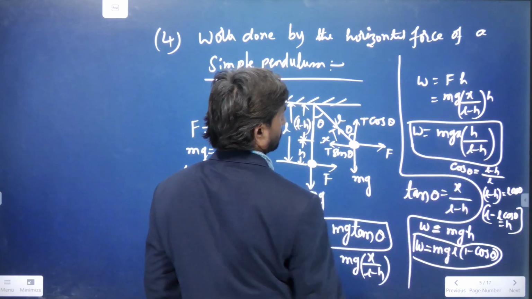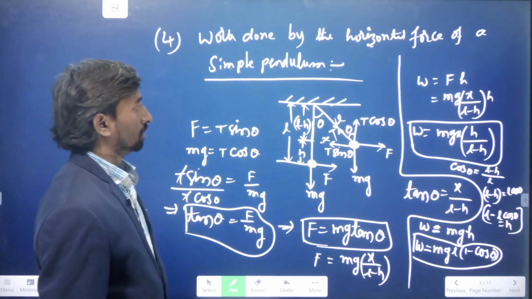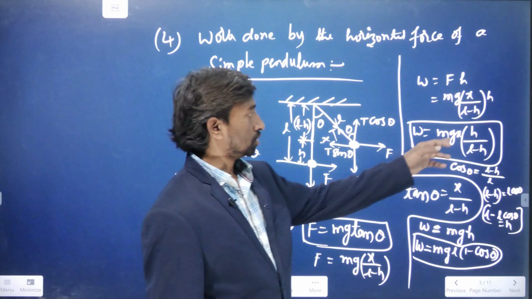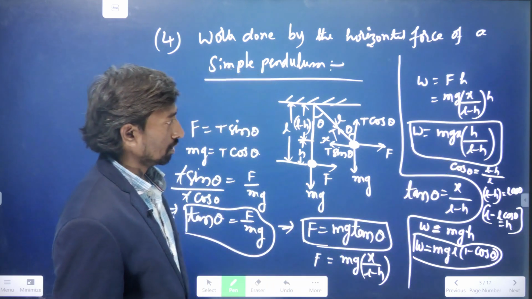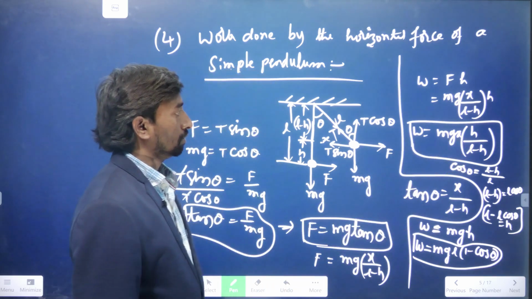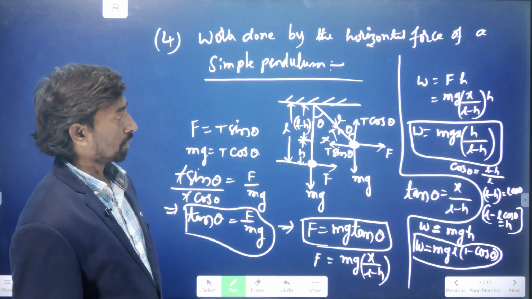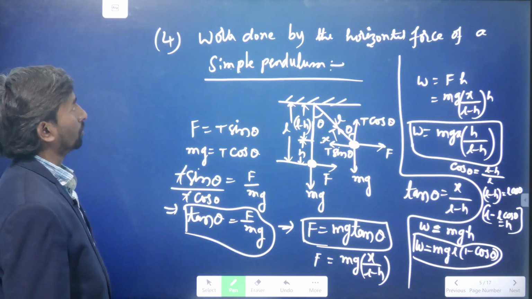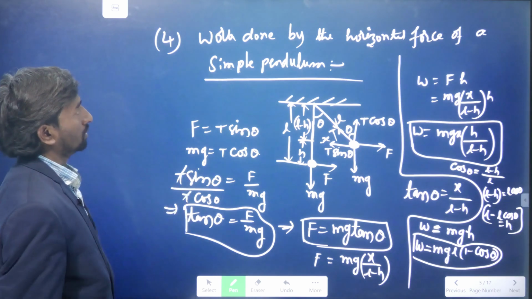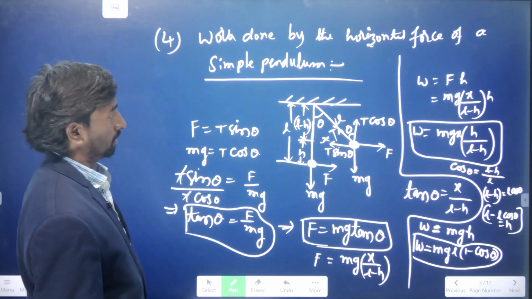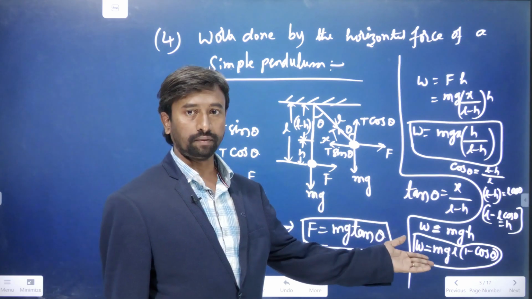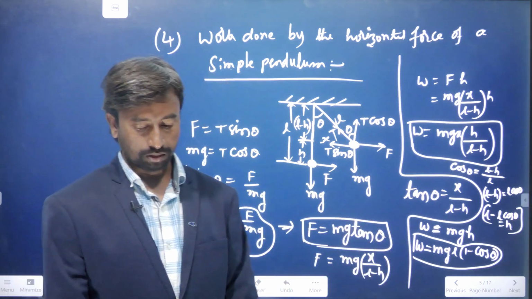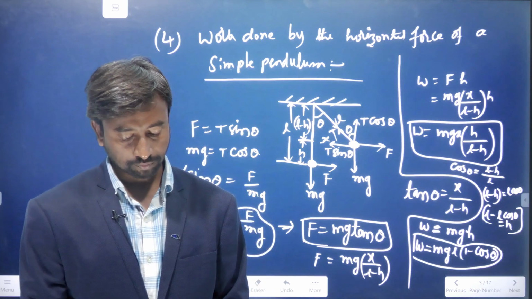we can write like this, mg into H by L minus H cos theta. Okay, this is about the work done by the horizontal force of a simple pendulum. Work done by the horizontal force and the work done by the gravitational force. Two cases we have seen there.